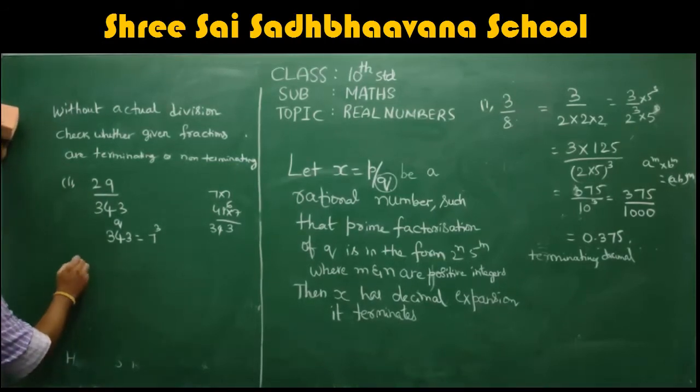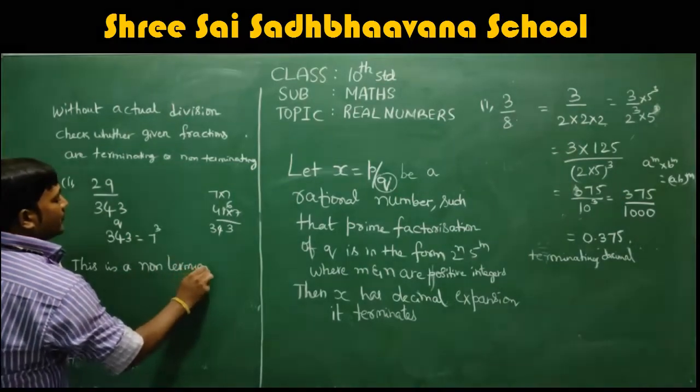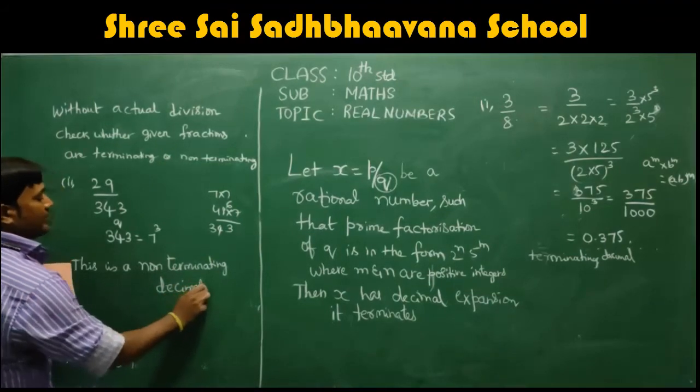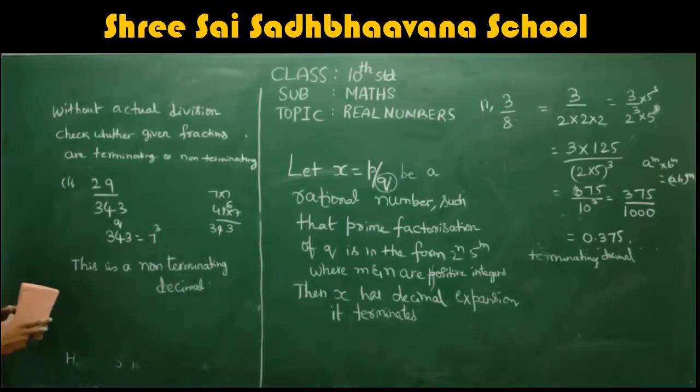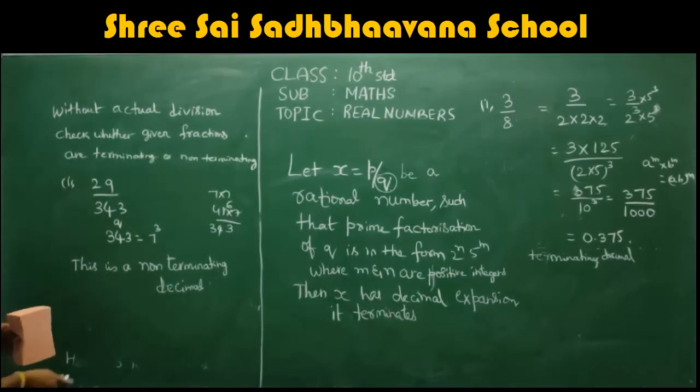Then easily you can say that this is a non-terminating decimal. I'll just explain once again. Whenever you get this kind of sum, they will ask you to check, without actual division, whether it is terminating or non-terminating. How to check? Just take the denominator, 343, and find out its prime factors. We got the prime factors as 7 into 7 into 7, that is 7 cube.